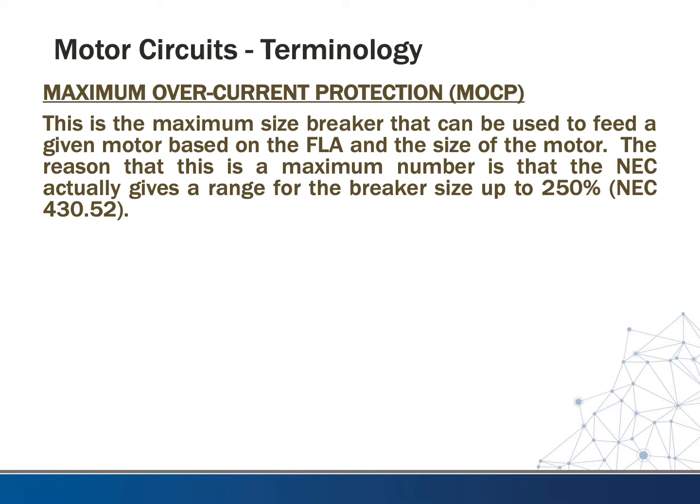So another term you'll hear is maximum overcurrent protection, abbreviated as MOCP. This is the maximum size breaker that can be used to feed a given motor based on the full load amps and the size of the motor. The reason that this is a maximum number is that the National Electrical Code actually gives a range for breaker sizes up to 250% for most breakers. We'll look at this table, but it comes from table 430.52 in the National Electrical Code.